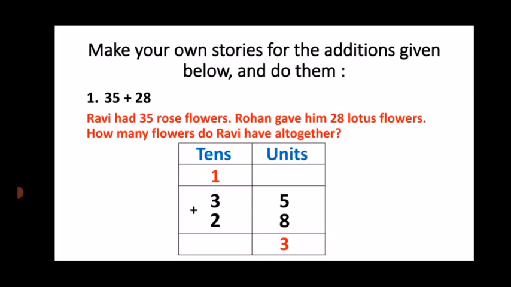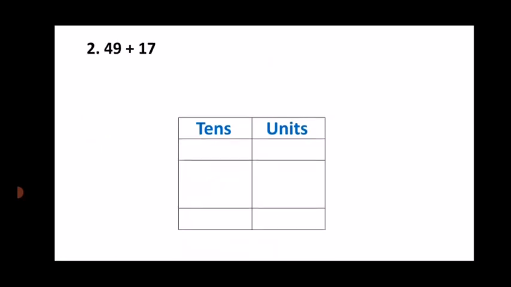these numbers which are there in the tens column. 1 plus 3 plus 2. So 1 plus 3 is 4 and 4 plus 2 is 6. So we'll write 6 under the tens column. Okay children, so the sum of 35 plus 28 is equal to 63. Very good children. Now we'll solve one more example.